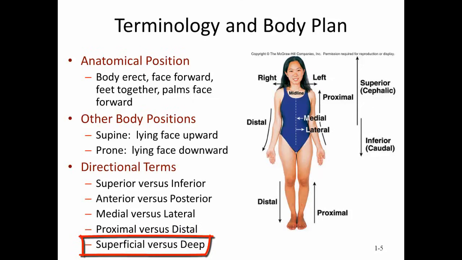Superficial versus deep. Superficial would be toward the surface. Deep would be, well, below the surface. So, for instance, your skin is superficial to your bones. The bones of the hand are deep to the skin.